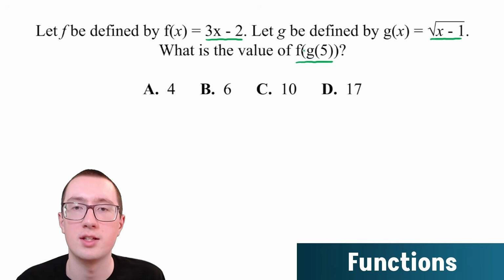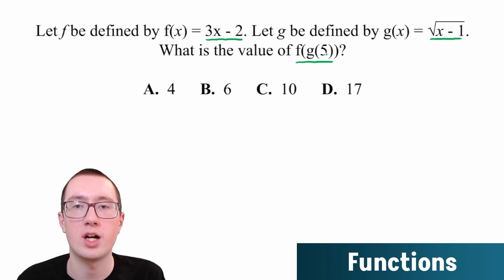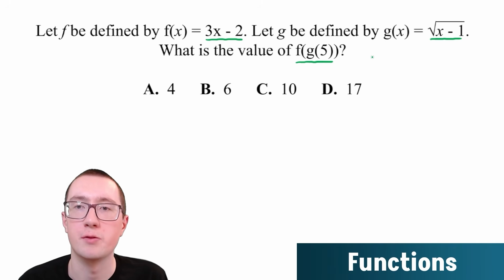Basically, you just need to notice that ultimately we're solving for f, right? But the number that we're supposed to replace x with for f of x is g of 5. So we actually need to work from the inside out. We need to figure out what g of 5 is, and then that will give us the number to solve the f function. So what is g of 5?